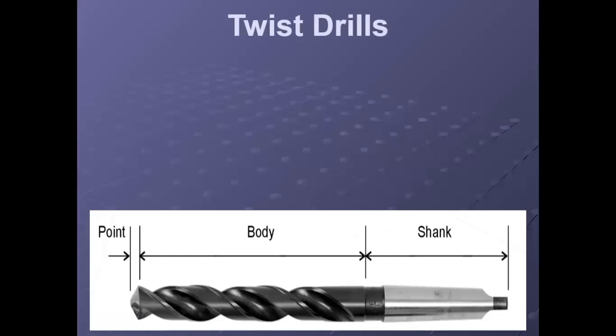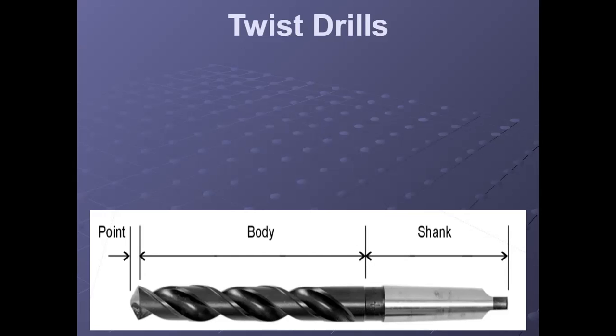So, anatomy of a drill bit here. What we have is the point. That is the cutting end, the working end. The body is going to be the fluted length of the drill bit. We can see flutes are those spiral curls around the length there on the body side of it. And the shank is basically what's going to fit in your chuck.